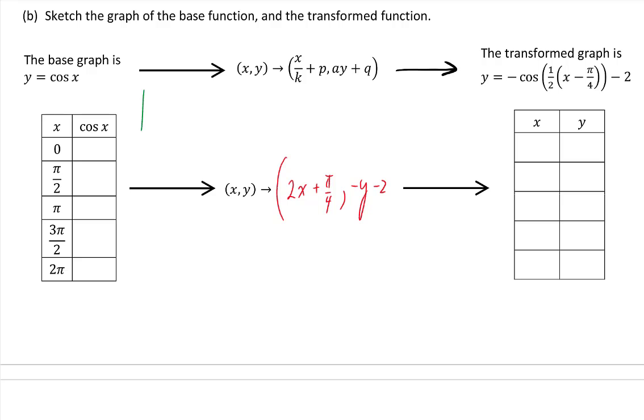We need to start with our base cosine graph. So remember, cosine starts at 1, goes to 0, down to negative 1, back up to 0, and then back up to 1.